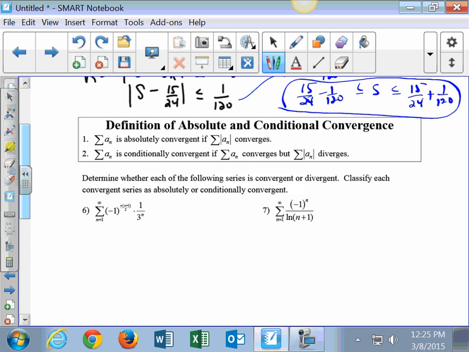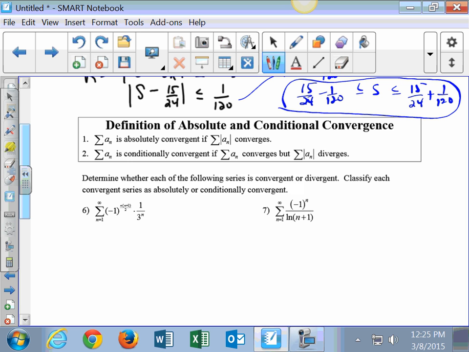Okay, so let's look at number 6. Determine whether each of the following series is convergent or divergent and classify each convergent series as absolutely or conditionally convergent. Okay, looking at number 6. I have to look somewhere else because that's really hard for me to read right there. It's kind of blurry. I have the summation of negative 1 raised to the n times n plus 1 divided by 2 times 1 over 3 to the nth.